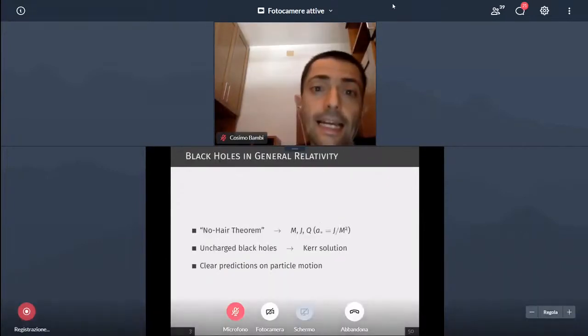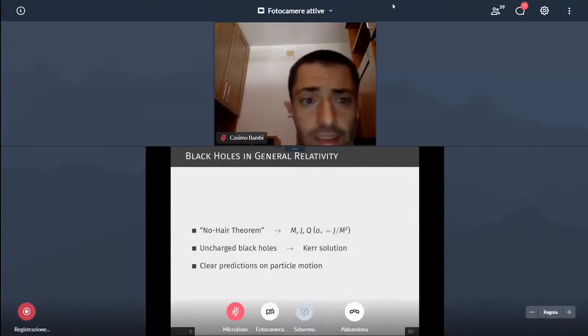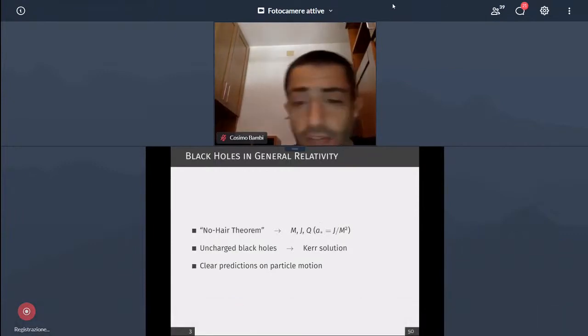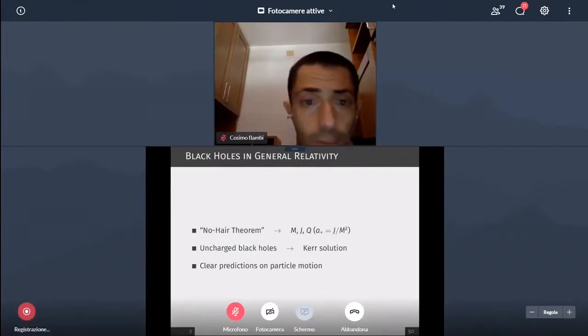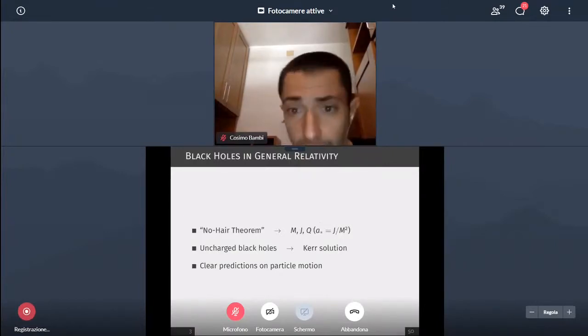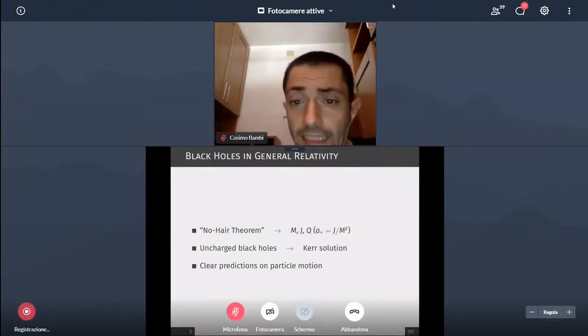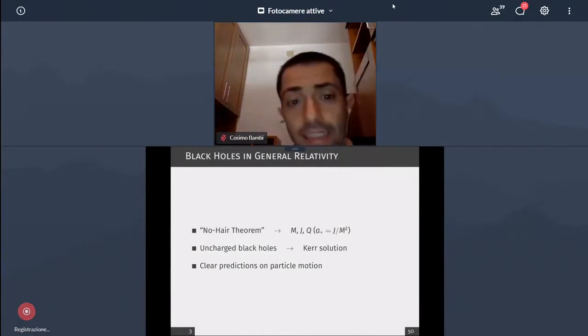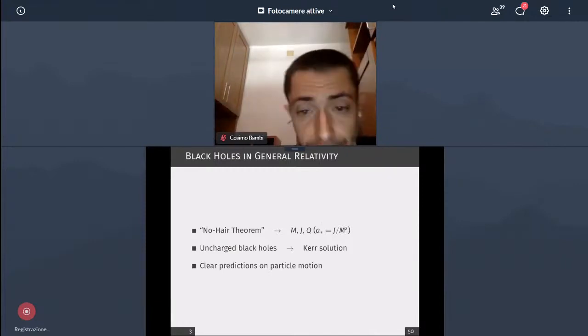This is a slide to remind the basic properties of black holes in general relativity. There is a family of theorems, the no-hair theorems, which show that in general relativity, under some reasonable conditions, black holes are quite simple objects, in the sense that they are completely described by a few parameters: the mass, the spin, and the electric charge. Even if these are macroscopic objects, they have just a few features. In astrophysics, typically the electric charge is negligible, so we have only the mass and the spin, and the solution is called the Kerr solution. If you know the mass and the spin, we know everything about the space-time geometry, and in principle you can predict how massive and massless particles move in the gravitational field around the black hole, which is eventually what we want to test.